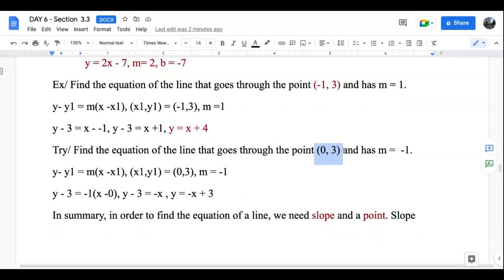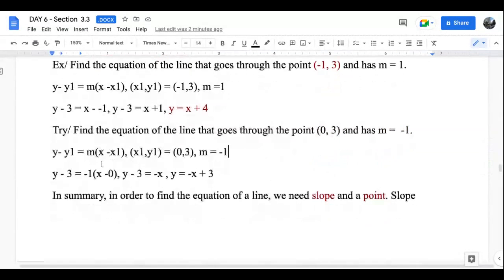Well, let's see this example. Given point 0, 3, slope is -1. We do the same thing. y minus y1, which is 3, equals slope, which is -1, multiplied by x minus x1. x1 is 0. So we've got y minus 3 equals -x. Well, add 3 on both sides, or move -3 to the right-hand side, it becomes positive. So y equals -x plus 3, which is the slope-intercept form.